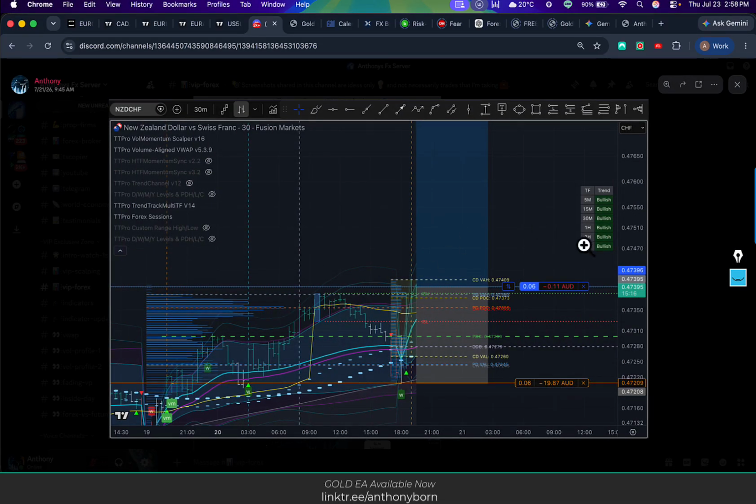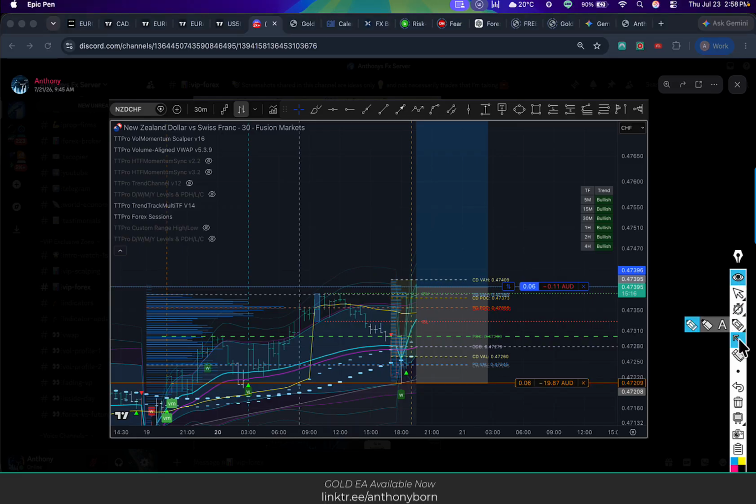Alright, long New Zealand Swiss. Here's the thing. See now, again, just follow. It's just the same thing, guys. Rinse and repeat. Keep it simple. Okay, the higher time frame is bullish. You're looking for that. Okay, there's a signal. What did I do? I jumped in late after the Asia Open. Fair enough. And I said to you, I'm in here, jump in.